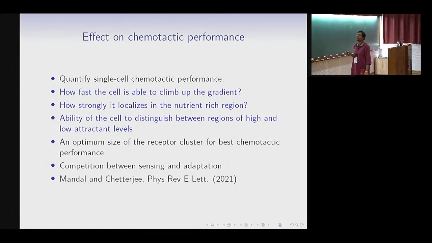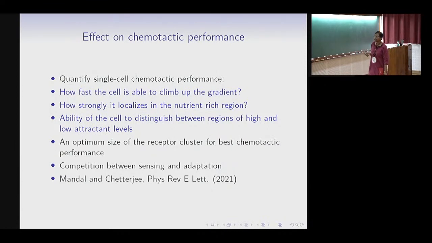The first question was the effect on chemotactic performance. How do I quantify a single cell's chemotactic performance? I ask how fast the cell is able to climb up the gradient. That is the chemotactic drift velocity. Or I can ask how strongly it can localize in the nutrient-rich region. Or in general, I can measure the ability of the cell to distinguish between the regions of high and low attractant levels. So all these are performance criteria, and we find that there is an optimum size of the receptor cluster at which each of these performance criteria shows a peak.